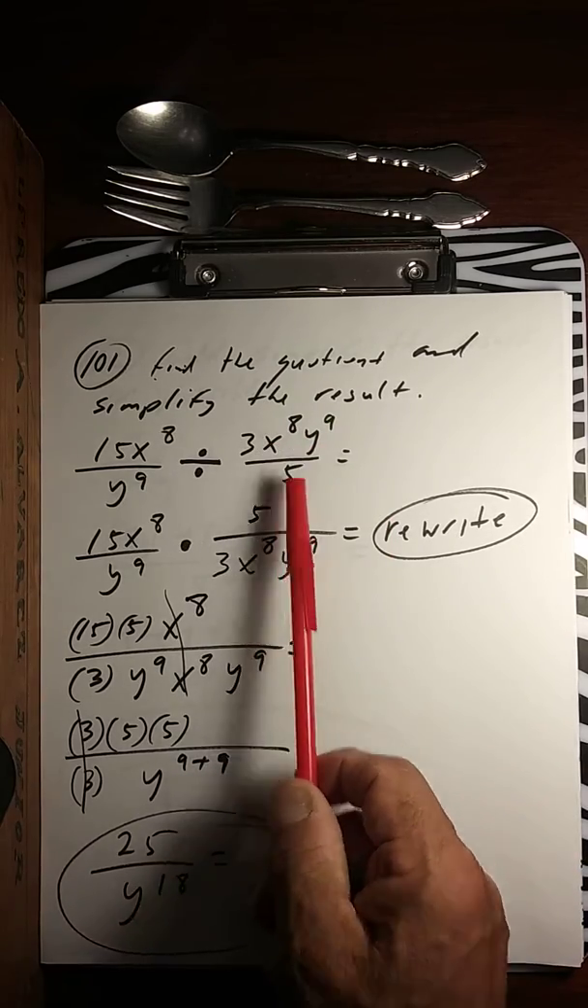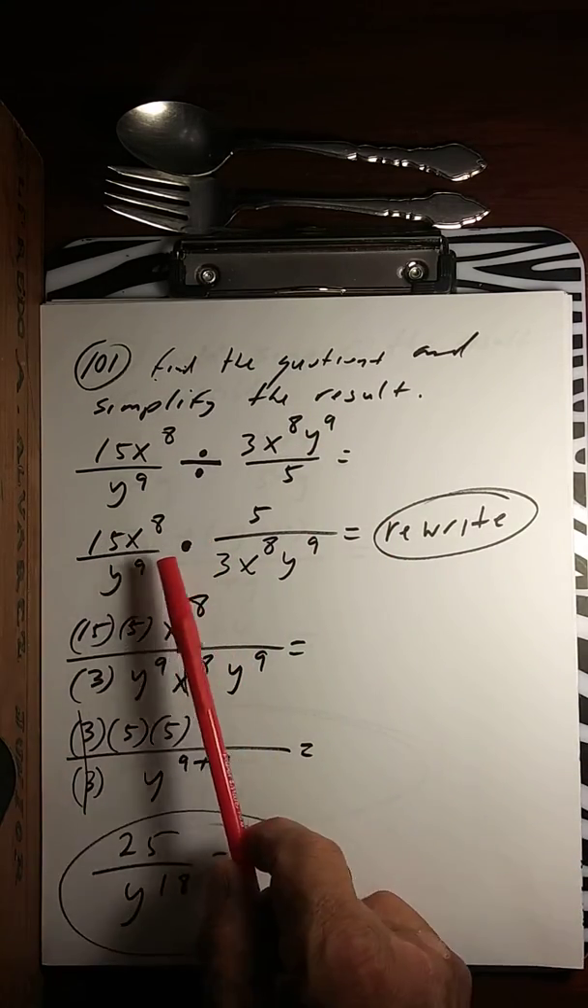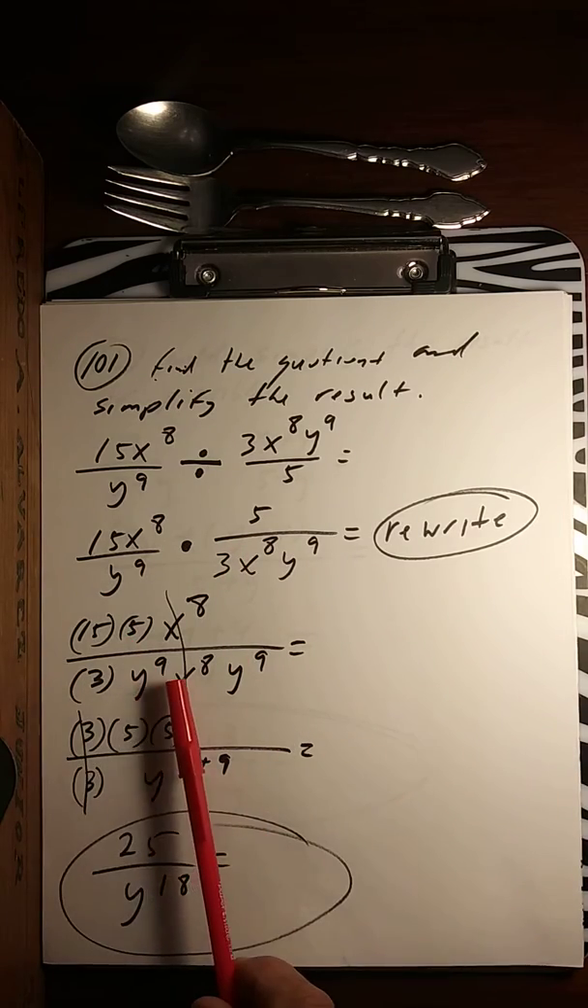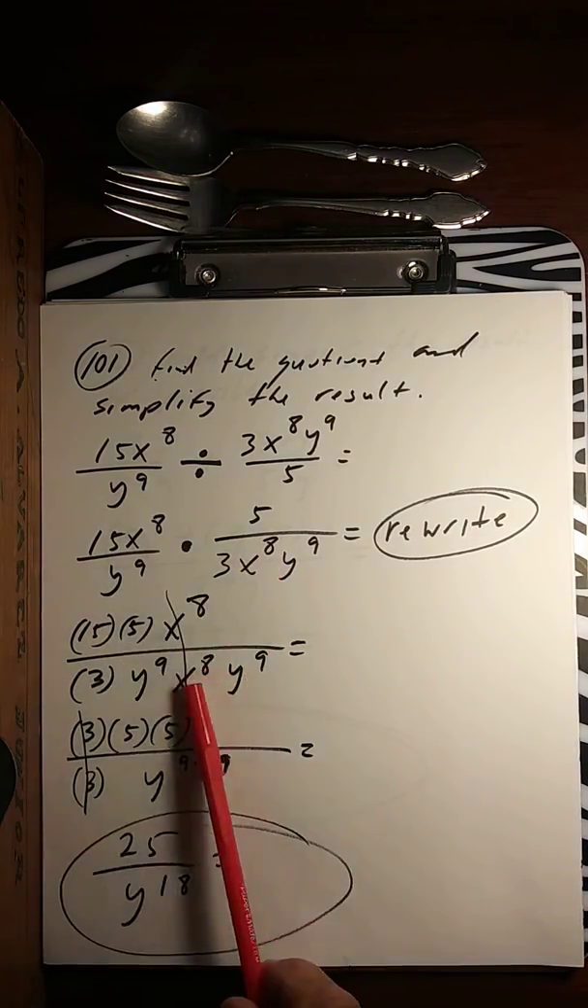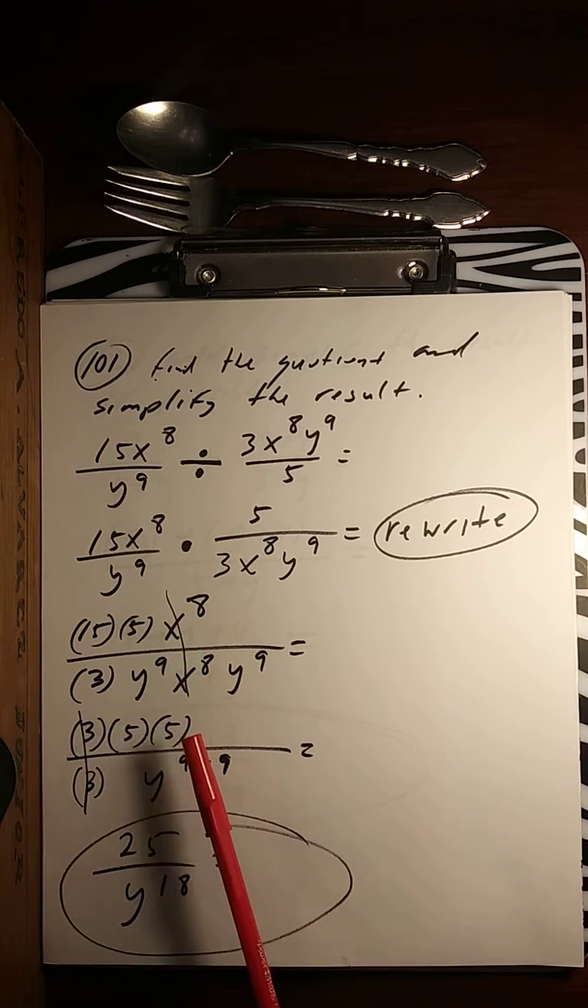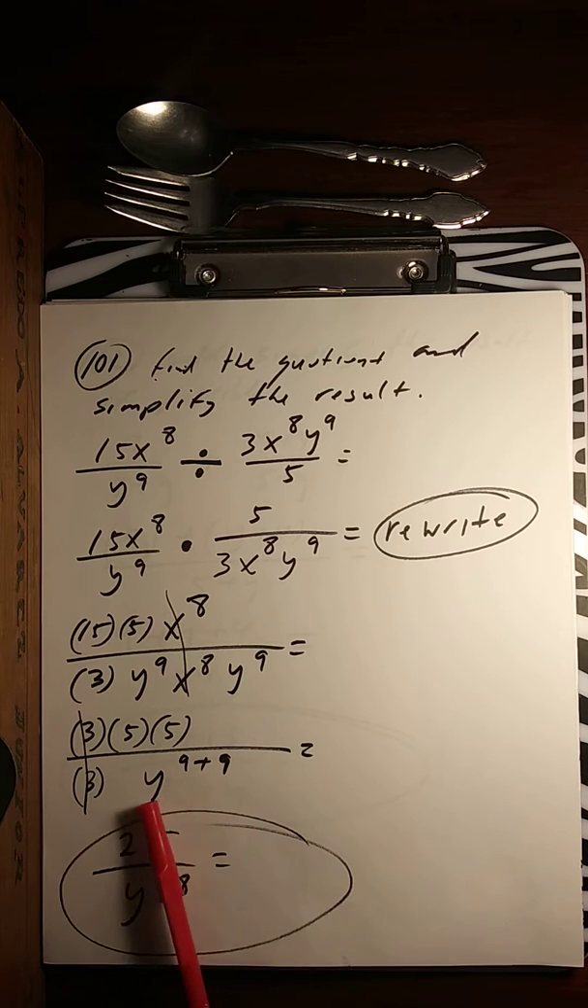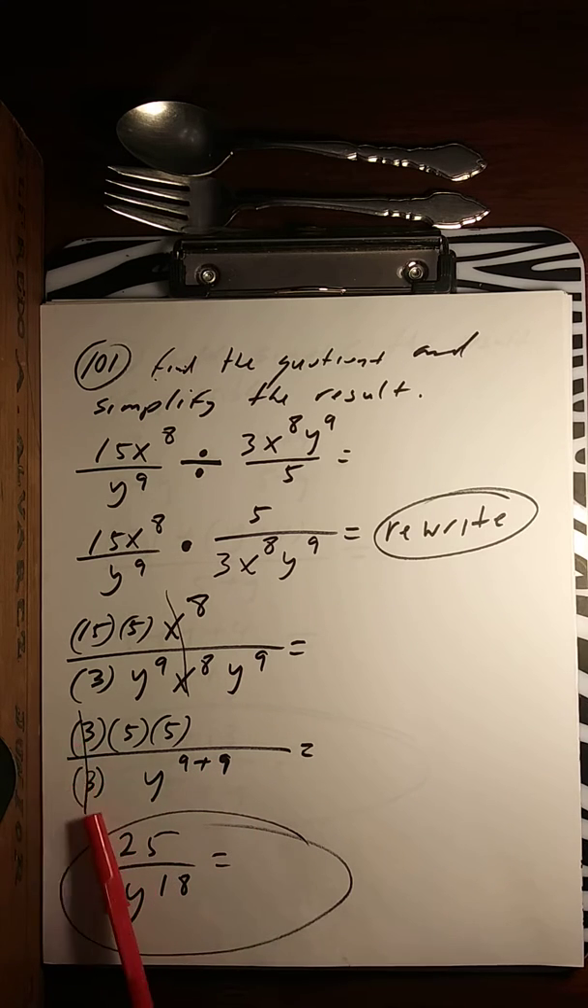So we have to rewrite this. So now we have 15 times 5 and 3 times, and we have x^8, x^8. These are the same, so they're going to cancel out. So y^9, that's going to be 9 plus 9 is y^18. So these cancel. We have 25 over y^18. That's it.